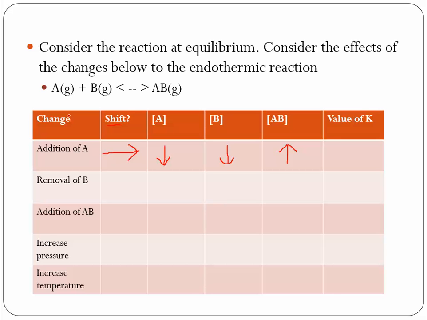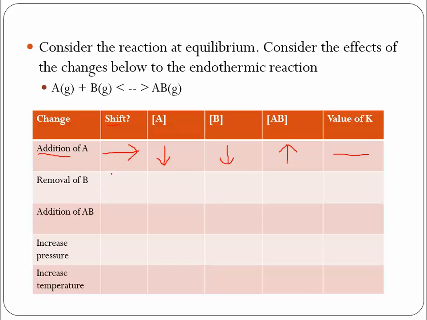Now I know what you might be thinking. It says right here that I added A. Why am I saying the amount of A is going to go down? What I mean is, right after we add A, yes, the concentration of A goes up. But after that, as it goes back to equilibrium, the amount of A is going to go down, the amount of B is going to go down, and the amount of AB is going to go up. The value of the equilibrium constant does not change. The only thing that changes that is temperature.